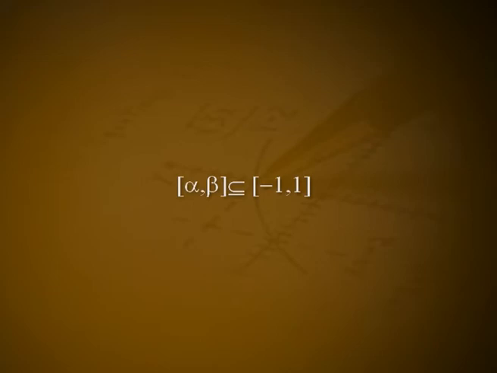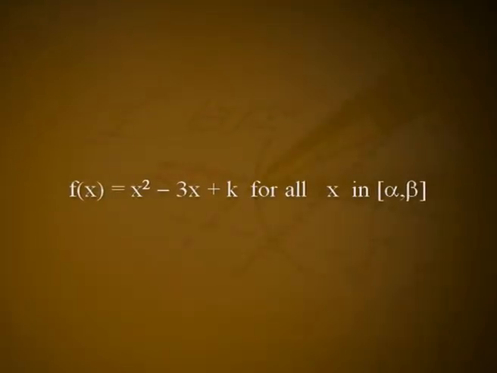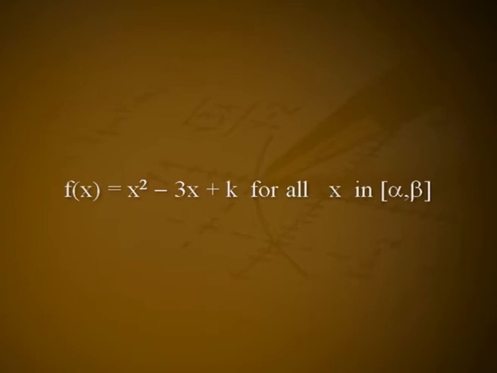Now consider the closed interval [alpha, beta], a subset of [−1, 1], and define f(x) = x² − 3x + k for all x in [alpha, beta]. Then f, being a polynomial, is continuous on [alpha, beta], differentiable on (alpha, beta), and f'(x) = 2x − 3.